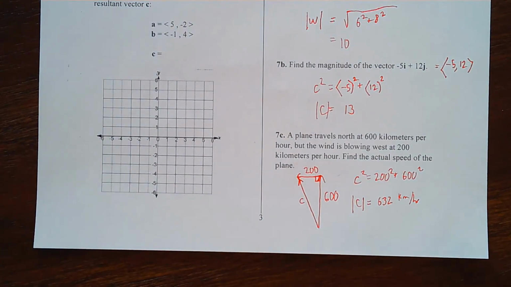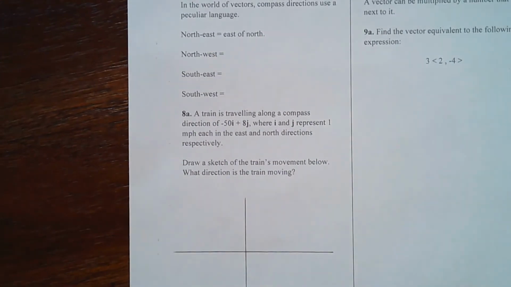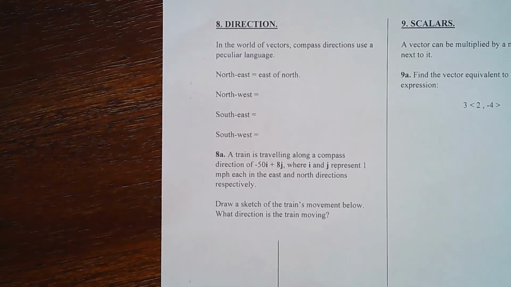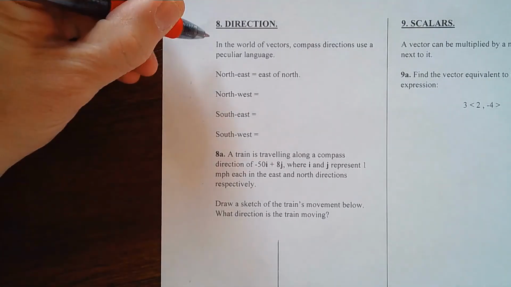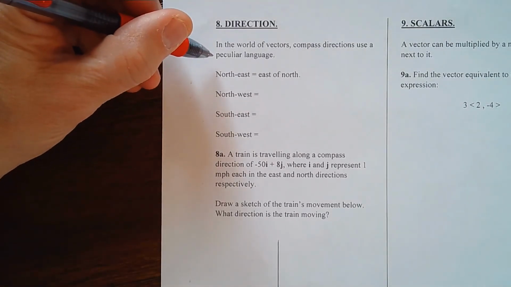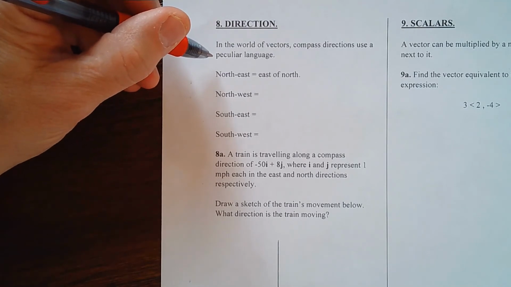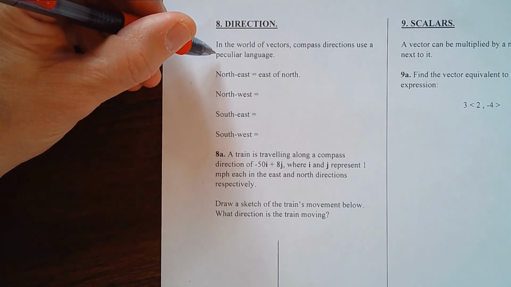Well, we're almost done. We go to page 4 for a couple of other ideas that we want to talk about here. These are not going to come up necessarily very often at all, but it's good to know that, again, they're just kind of easy things to tag on here. In the world of vectors, compass directions, well, you've seen that we've been using compass directions, north, east, west, south. But there's a particular and peculiar language that is used.